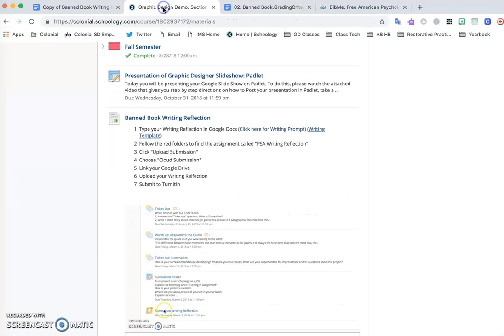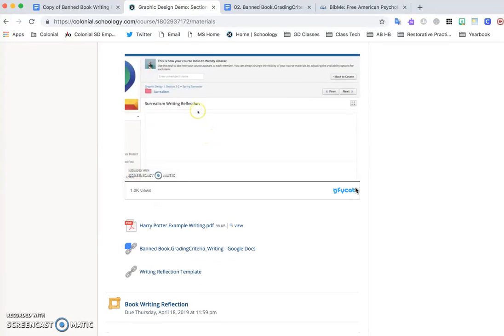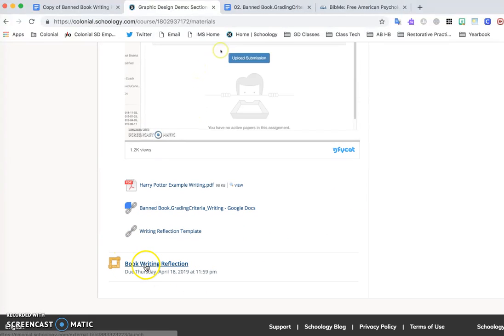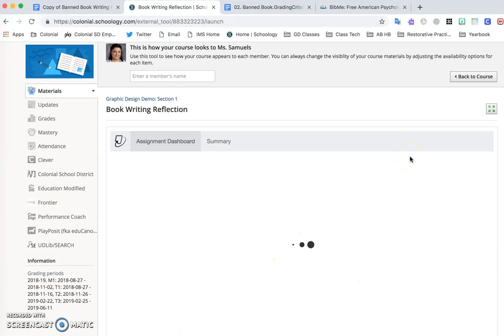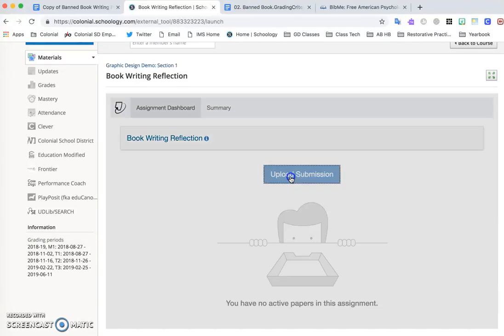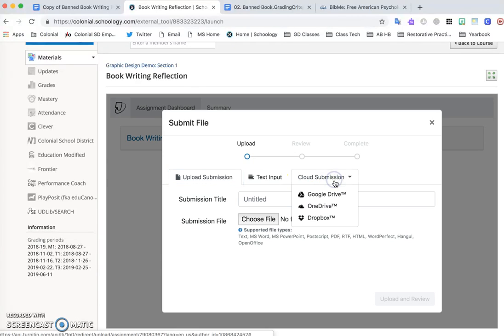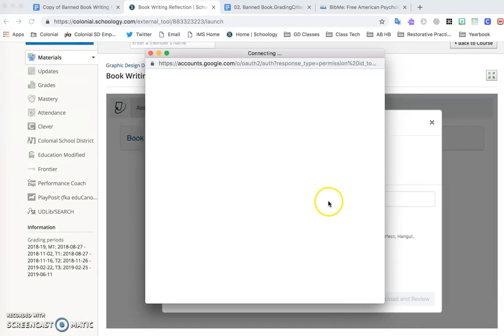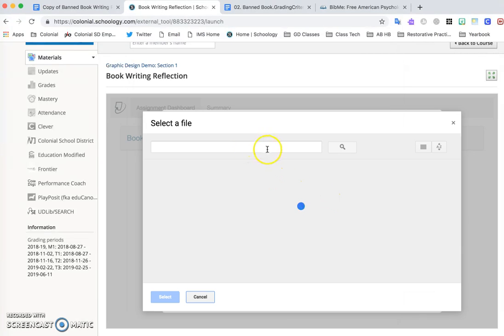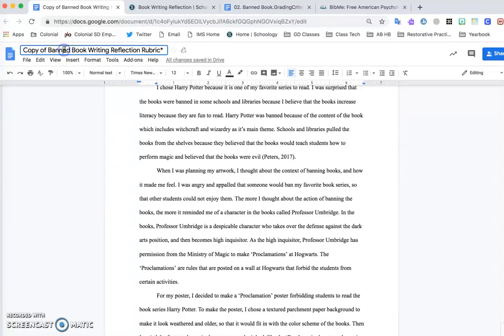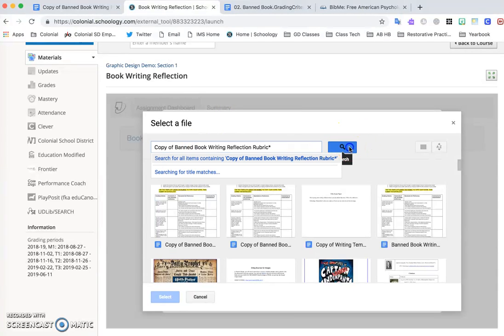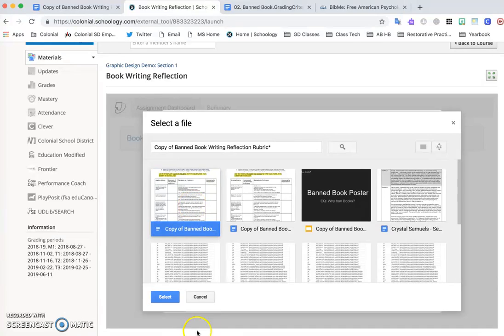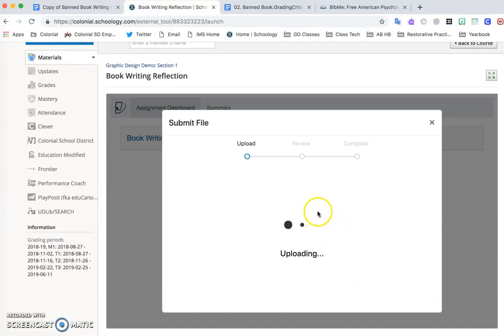Then what you're going to do is you're going to submit this on Schoology. So I'm going to go down here. I'm going to click on this banned book writing reflection. And then I'm going to click Upload Submission. I'm going to choose Cloud Submission, Google Drive. And I can actually copy the title here, so Command C. And then I'm going to Command V, V as in Victor, to paste. I'm going to select my document.